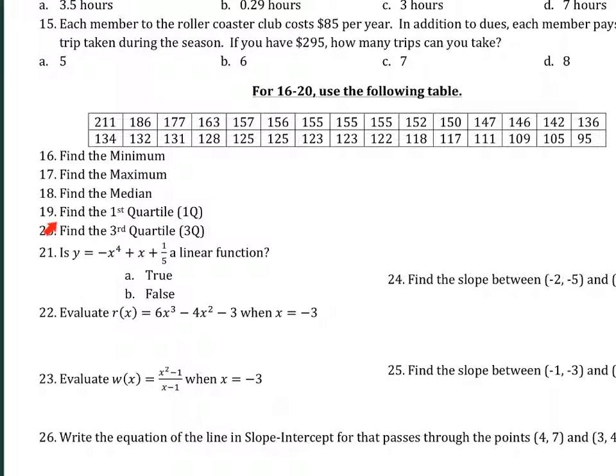Number 19 says find the first quartile. Okay, if it was a box and whisker plot, remember you got to split them in half, then split them in half again if you write all the numbers from least to greatest. And then find the third quartile. Again, you split it in half, you split it in half again, so you're going to have 4 parts. 19 and 20: what's the first quartile and what's the third quartile? Alright, do the best you can on those.